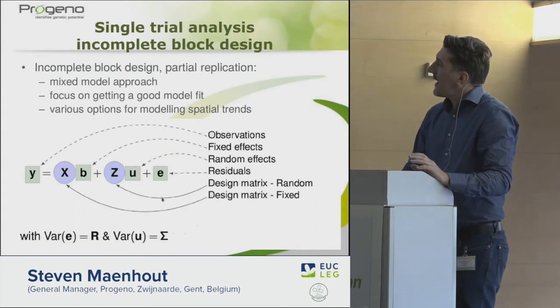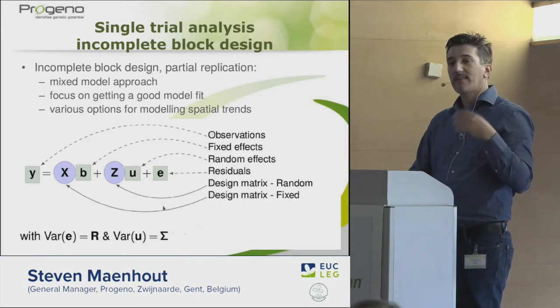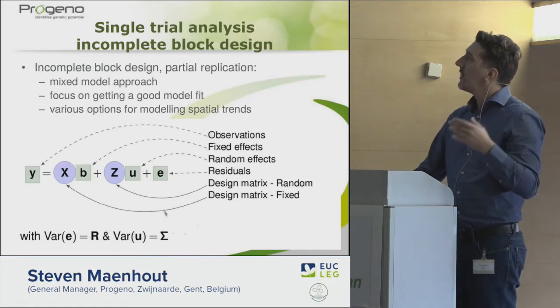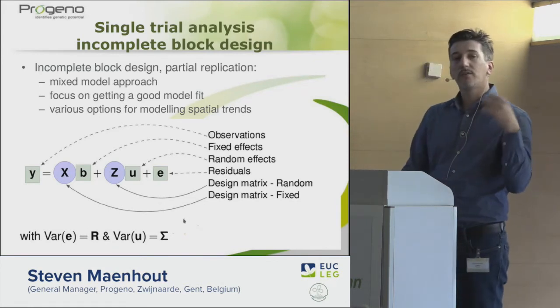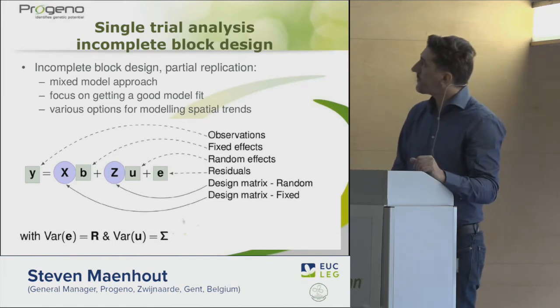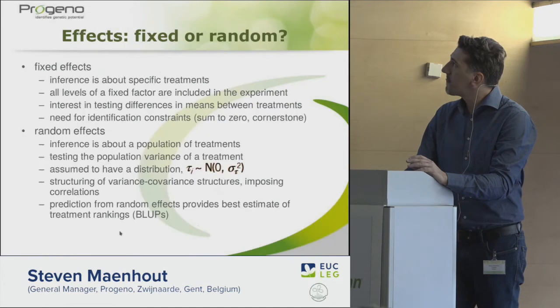Coming back now, so I'm now coming back to the practical side of matters. So this was actually a very, very, very short introduction to why you would want to use linear mixed models. So key things are, one, you can do incomplete block designs, you can analyze them, and two, you can do spatial analysis if required. So with mixed model approaches, the focus now lies on getting a good model fit. There are various options for spatial trends. This one I already showed you in the previous presentation.